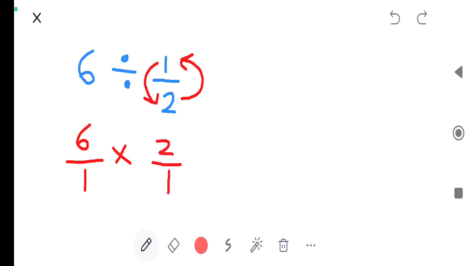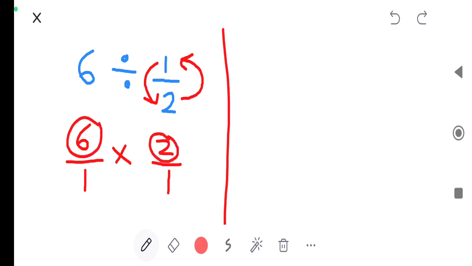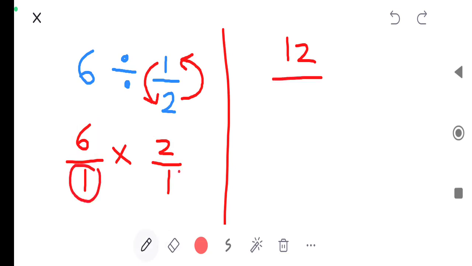Alright? Then you multiply the numerator that we have here. So you do 6 times 2, that gives you 12. You multiply the denominator, you do 1 times 1, that gives you 1. Then you divide. 12 divided by 1 is what? 12. That becomes the answer.